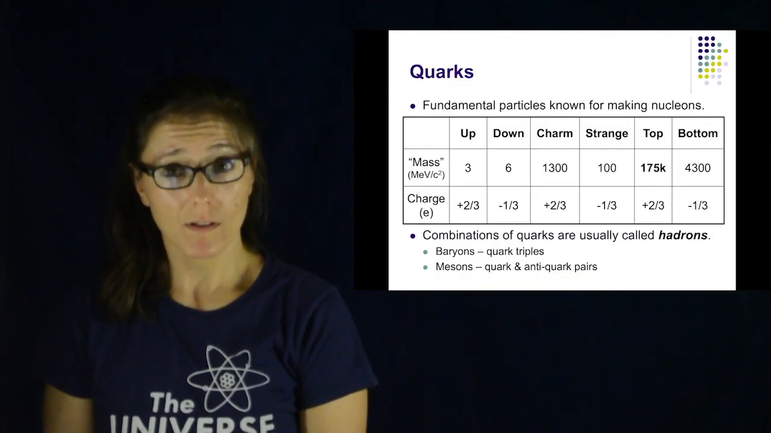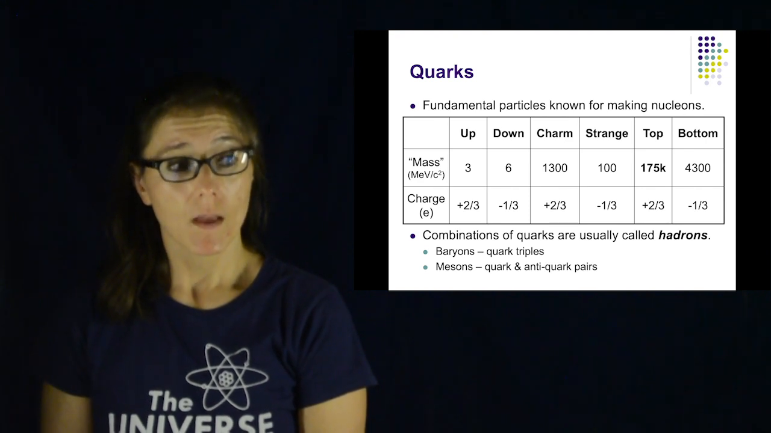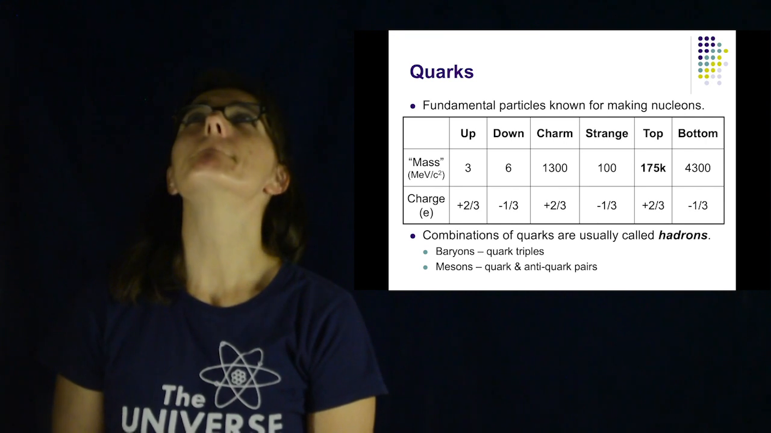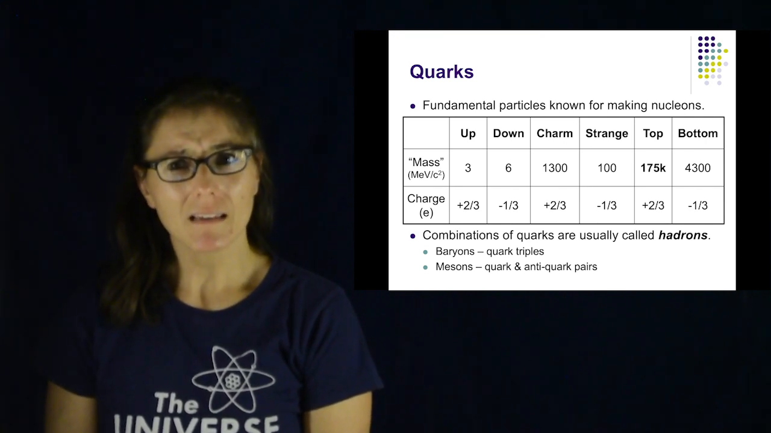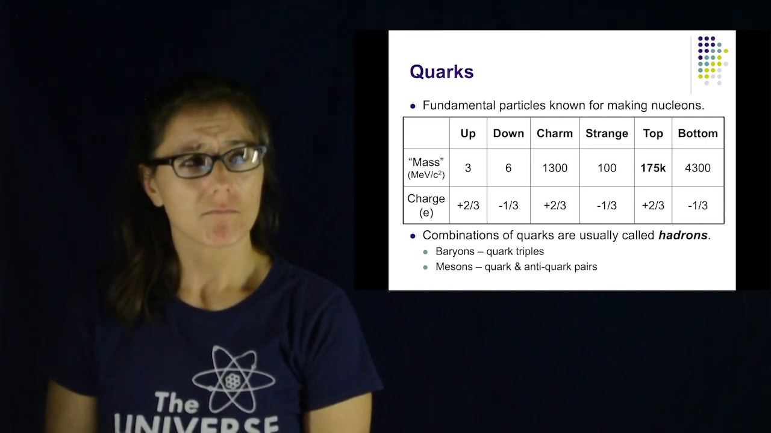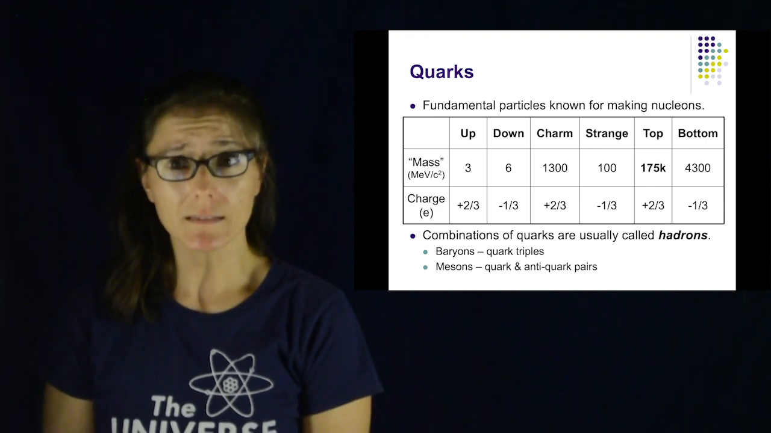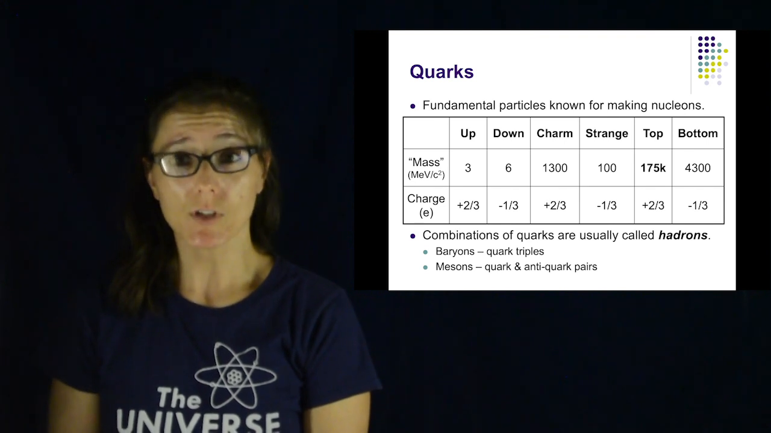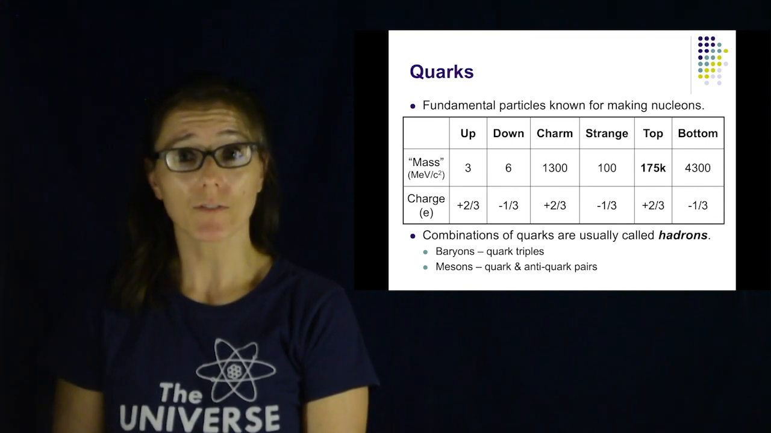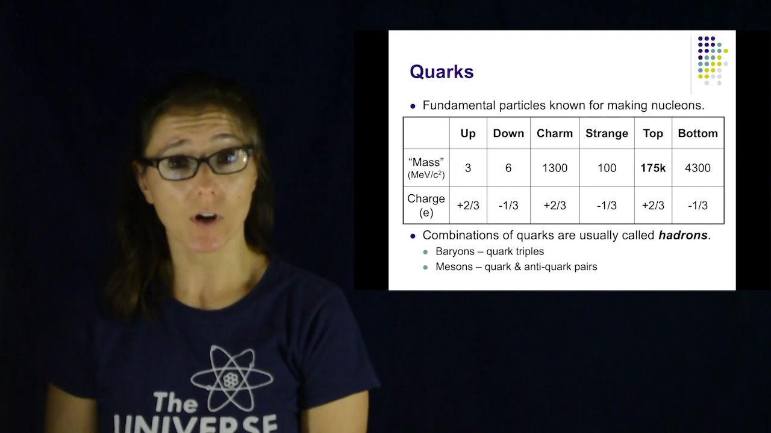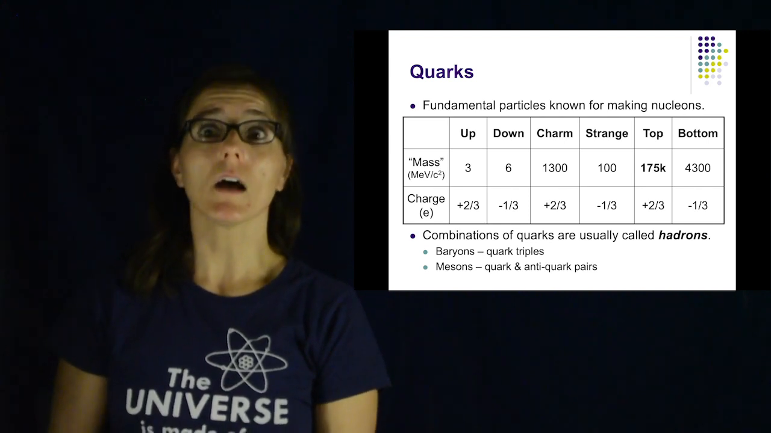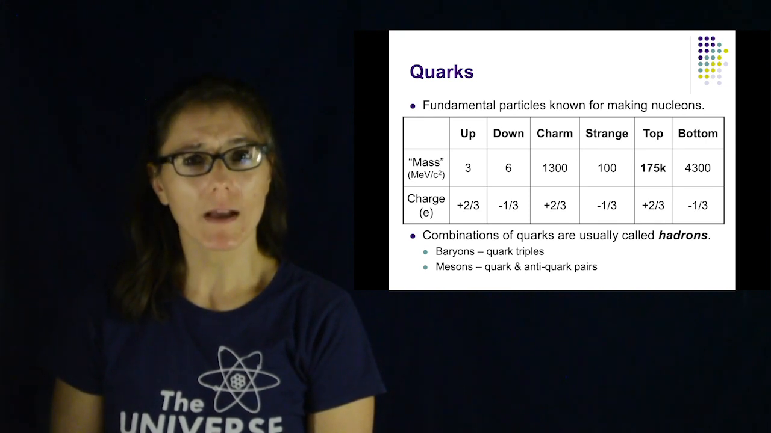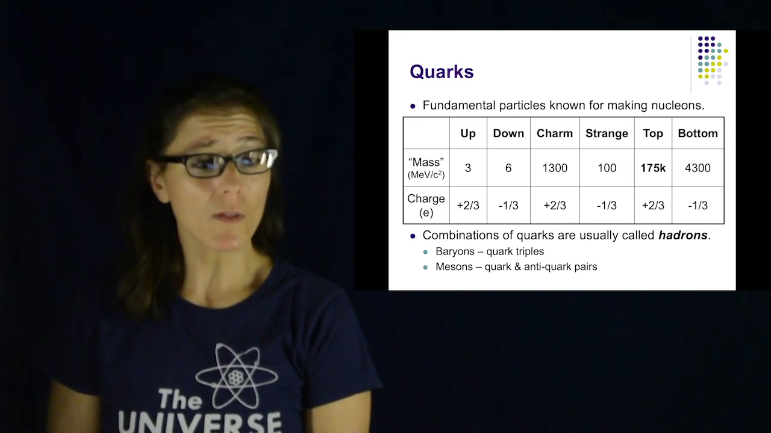you might also notice those charges, plus 2/3, negative 1/3. But wait a minute. Didn't Millikan figure out that charge is quantized? It comes in chunks of plus or minus 1. You can only have charge in plus or minus the charge of an electron. Plus or minus 50, the charge of an electron. Plus or minus 100, the charge of an electron. But not plus or minus a fraction of an electron. So what in the world is happening here?